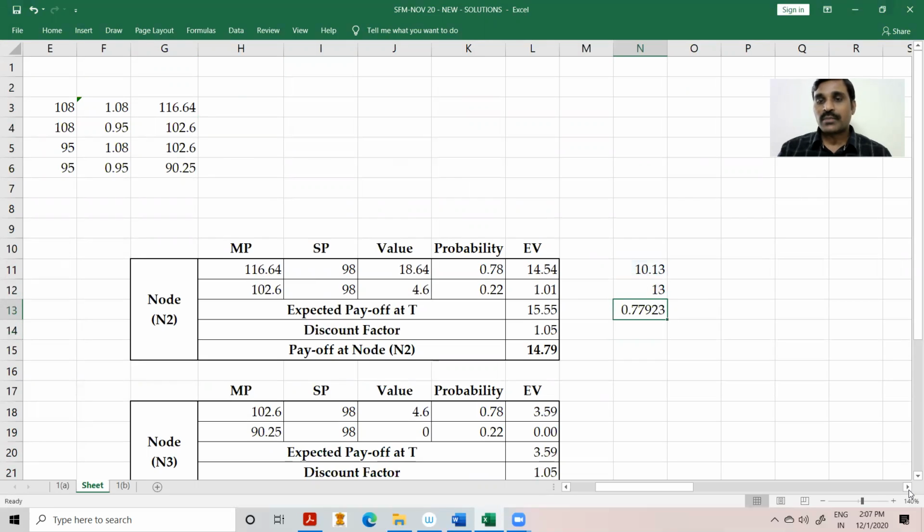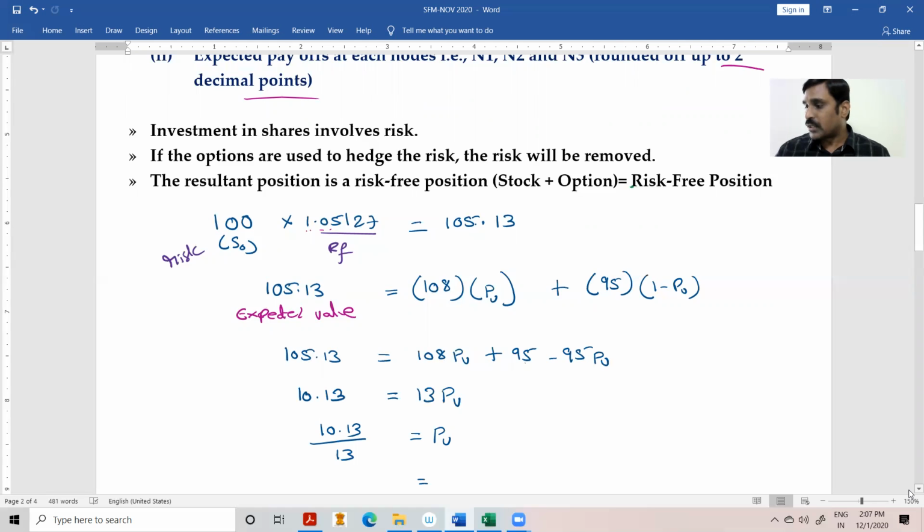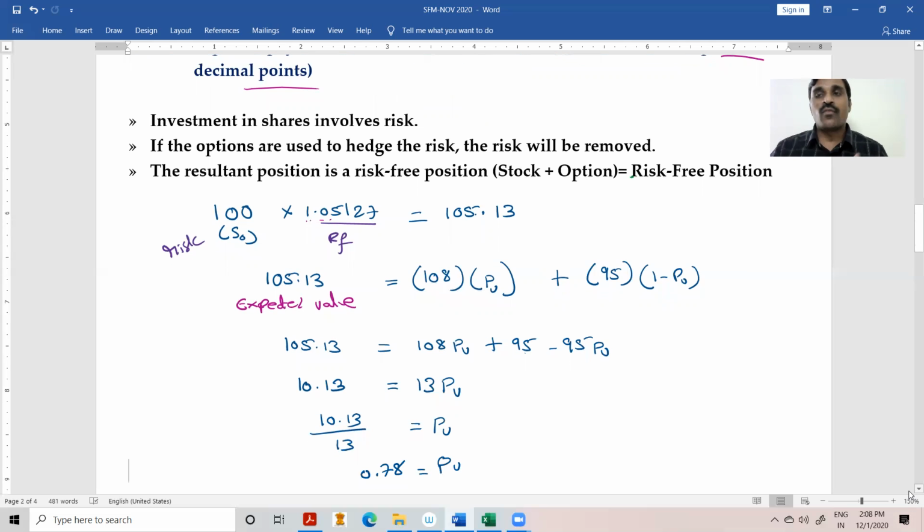Approximately, taking 2 digits, we get 0.78. Therefore, the probability of up is equal to 0.78 or 78%. As simple as that. By looking at this presentation, you can understand that by purchasing a risky asset and entering into an option, my risky asset is converted into a riskless asset. So I can claim only the risk-free rate of return. A risky asset combined with options results in a risk-free position. Therefore, I am entitled only to the risk-free return. This is how we'll get the answer.